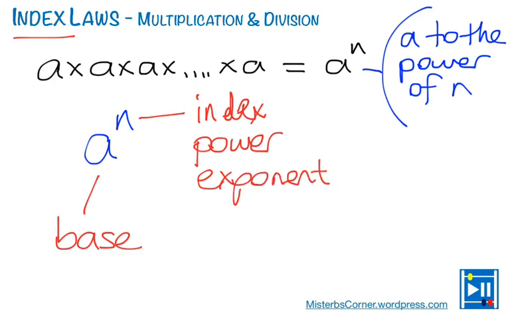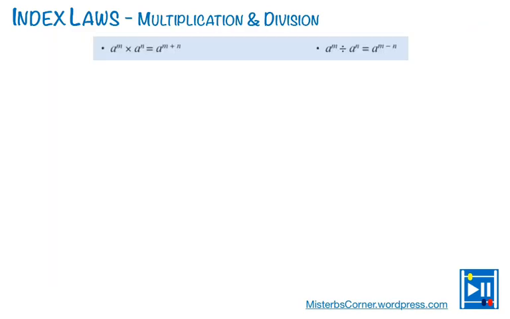Now here are the two rules that we're going to discuss in this video: the multiplication rule and the division rule, right? So what happens is, if you multiply two index numbers with the same base, you simply add the powers and write a single index number. And here, if you divide two index numbers with the same base, you simply take away the powers. So let me give you a few examples.